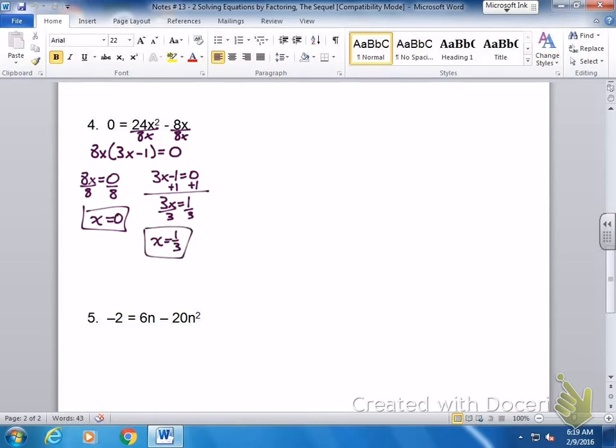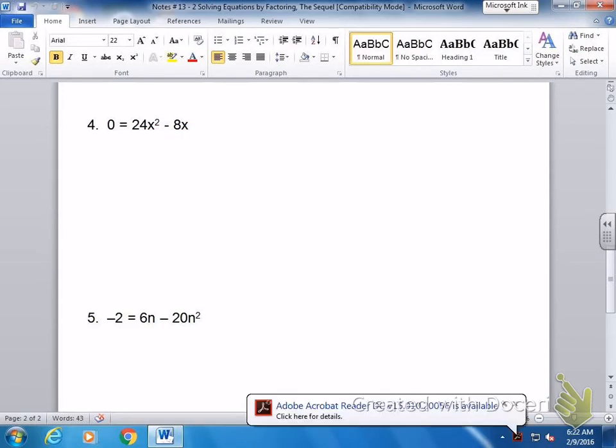So be careful on the GCF, guys, and you should be fine. Let's go on to number 5. We're almost done. I have -2 equals 6n minus 20n squared.